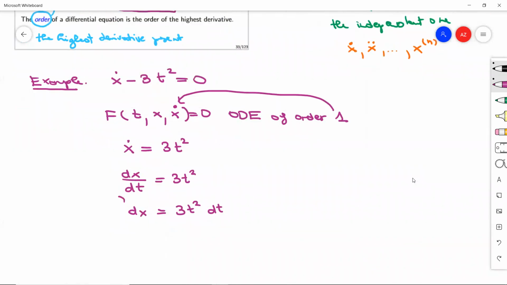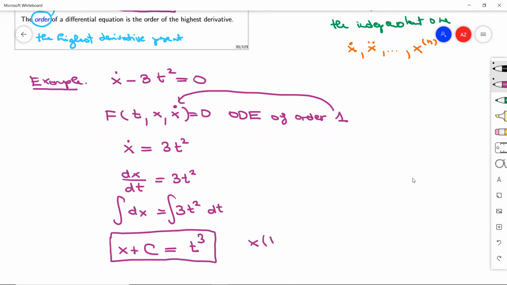And what we do now is just integrate both sides. On the left, we get x plus some parameter c. And on the right, we get t cubed plus some constant, but I won't write it because this constant can be put on the other side and joined with this c. So let's say that this c is a common constant. So this is the solution of our differential equation.